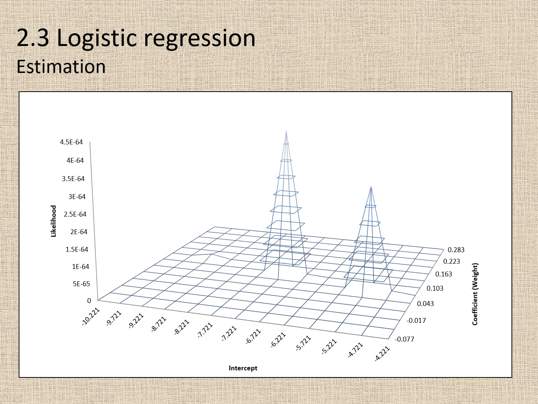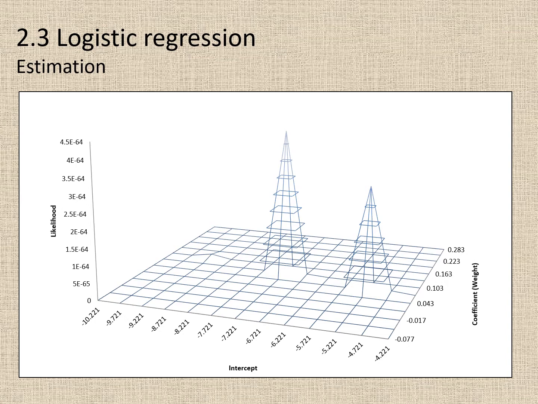We have an intercept of minus 7.221 and a regression coefficient of 0.103. Maximum likelihood. It's very low likelihood, but it's maximum likelihood. We have another peak here, a secondary peak, that might work quite well, but not as well as our peak. So that's maximum likelihood estimation.